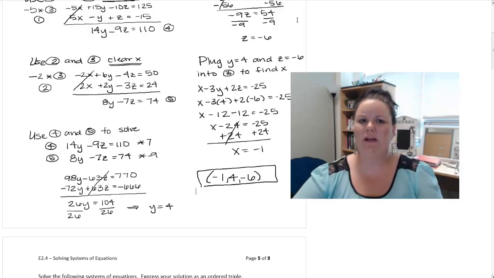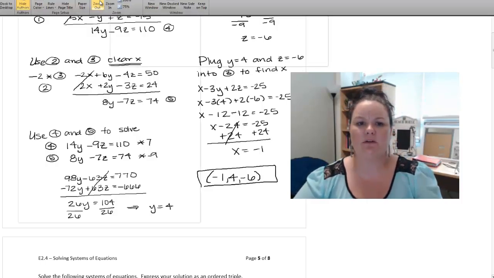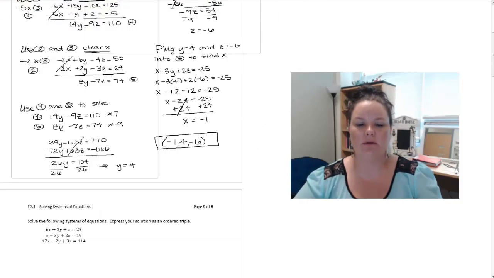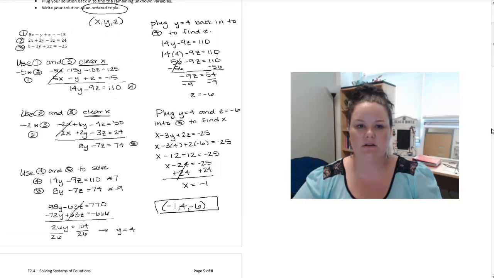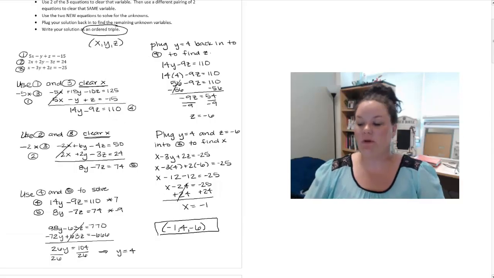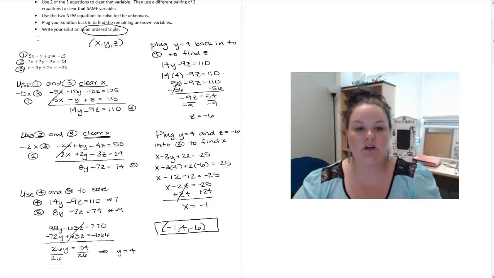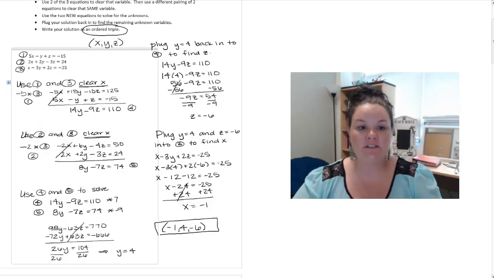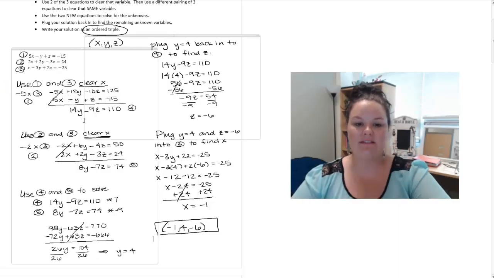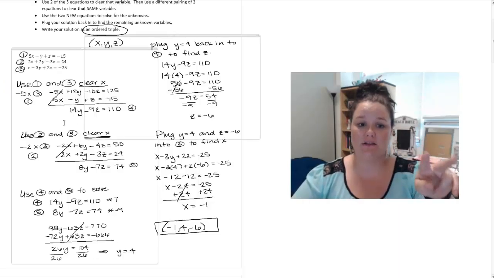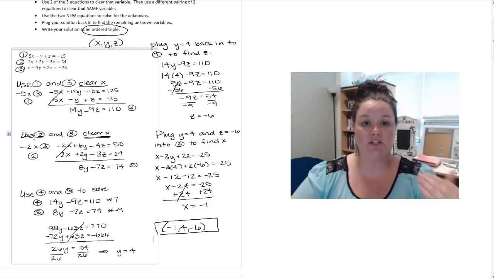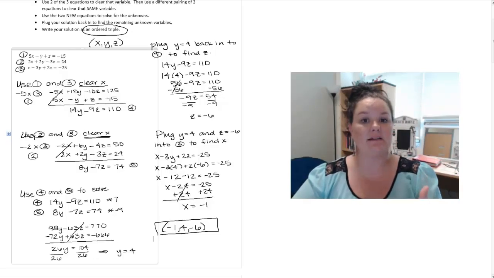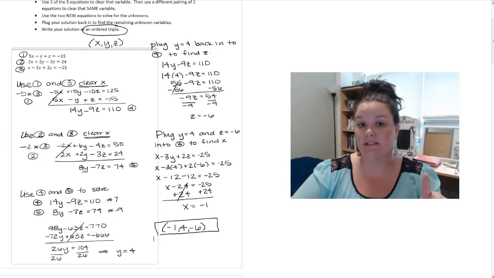Okay, so quick rehash. I'm going to zoom out just a little bit so I can show the whole problem at once. So what we did is we basically took 2 different pairings, right? The first time we used equation 1 and equation 3 to get rid of x. That gave us an equation with only y's and z's. Then we took the pairing of equation 2 and 3 to also clear x. So we came up with another equation that had only y's and z's.